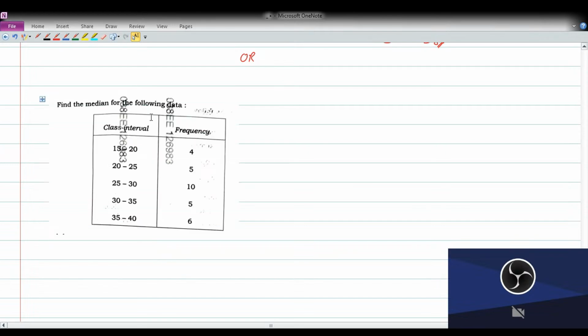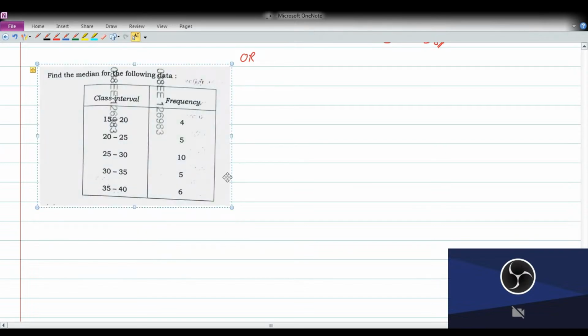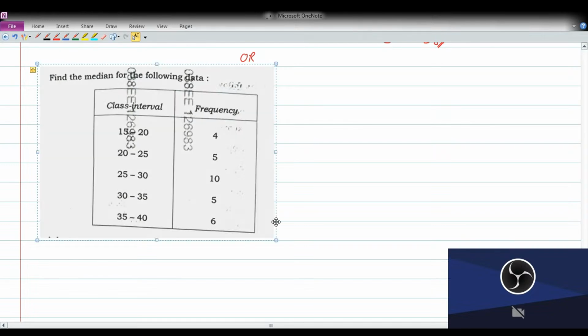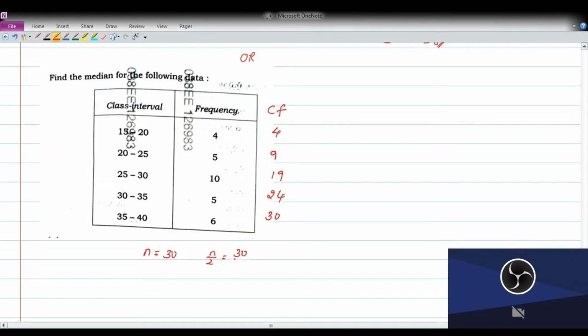So this is the class interval to calculate the median. Again, a continuous grouped frequency is given and we need to find the median. Therefore, I am going to find the CF first. 4, 4 plus 5 is 9, 9 plus 10 is 19, 19 plus 5 is 24, 24 plus 6 is 30. Therefore n is equal to 30, and n by 2 is 30 by 2, which is equal to 15. In which interval will we get 15? So this will become the median class.